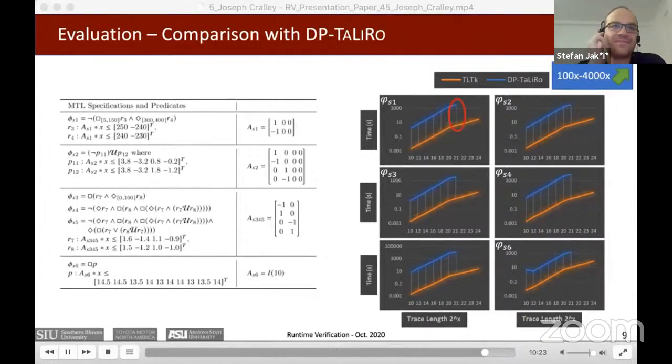Finally, we will look at 2 to the 22nd, or 4 million samples, where TLTK does the operation in 6.4 seconds, and dptalero runs out of memory.